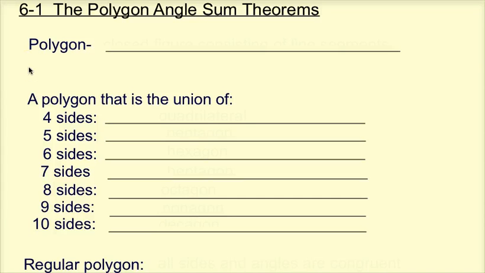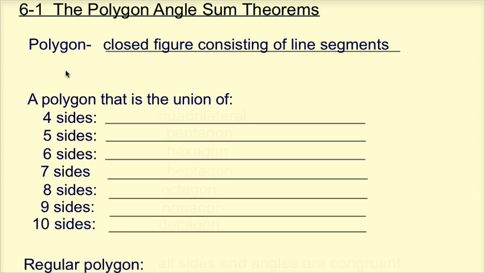This is lesson 6-1, the polygon angle sum theorems. Let's first start by defining what a polygon is. A polygon is a closed figure consisting of line segments. Okay, so a polygon is a closed figure. That means the beginning and the end need to meet, consisting of line segments.